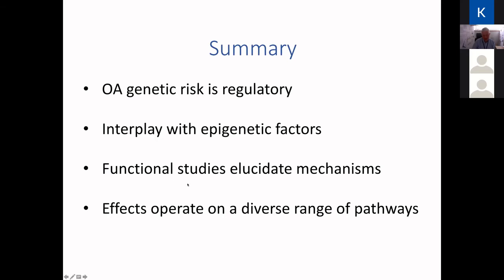So there is that strong interplay between epigenetics and genetics in osteoarthritis. When we do these functional studies, that enables us to elucidate mechanisms. Using COLGAL-T2 as an example, we're able to start to get a handle on how these polymorphisms are working and what pathways are emerging. And the pathways that are emerging appear to be quite diverse. We're seeing a number of different effects occurring across a range of different pathways.